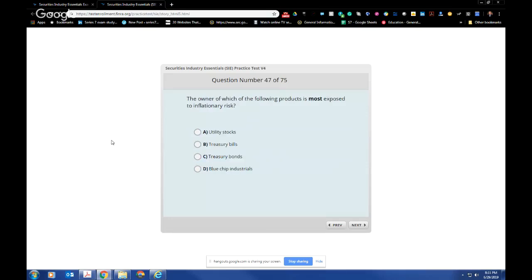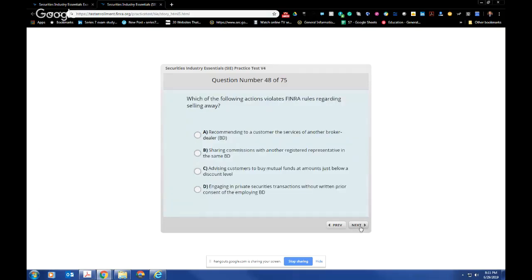The owner of which of the following products is the most exposed to inflation? So inflation is the rising price of goods over a long time. So the answer is going to be, which is the longest term? Treasury bonds. Here's another thing. Common stock is the best inflation fighting tool there is. So A and D are out. Bills are short term. They have really no risk. So it has to be bonds. Long-term bonds have more inflation risk than others.